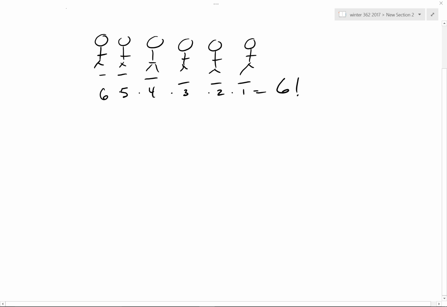But what if I'm only taking 3 of them? Well, I would have 6 choices, and then 5 choices, and 4 choices, of course, for those 3 slots. Now, this looks a little like factorial. Well, it is. It's related to it.